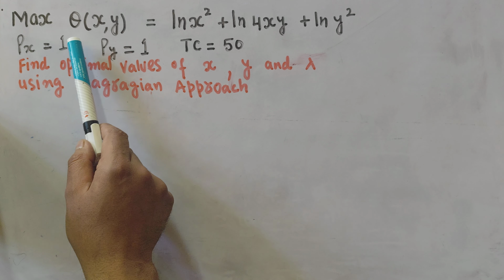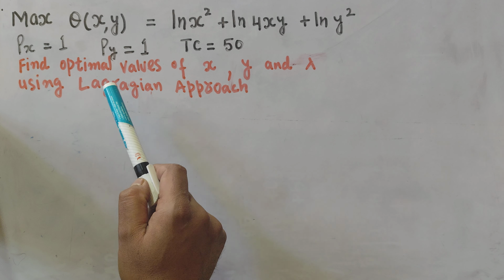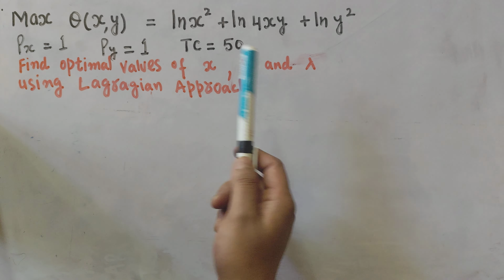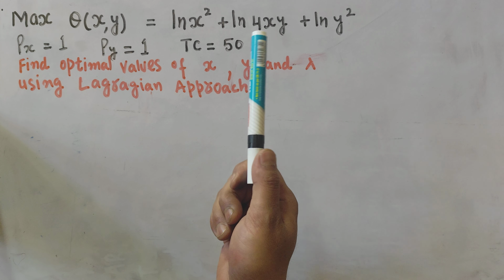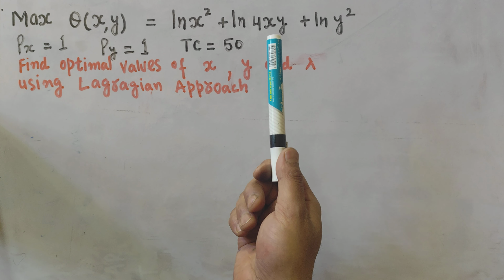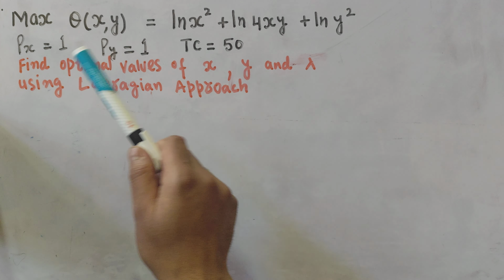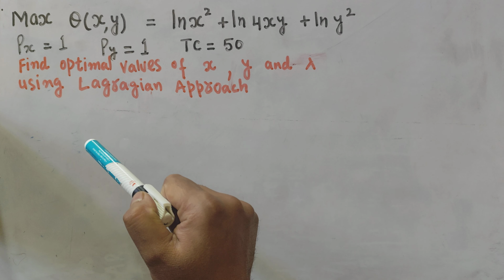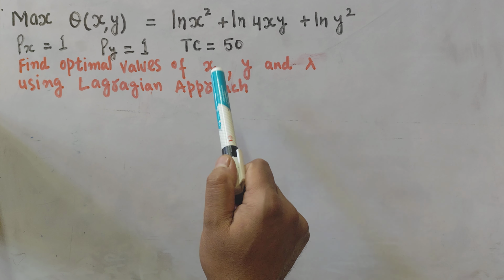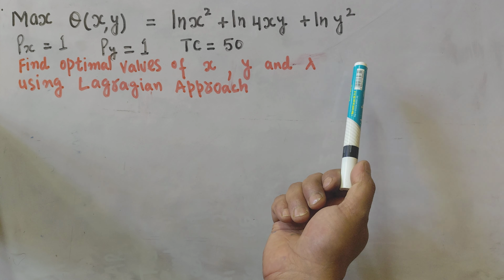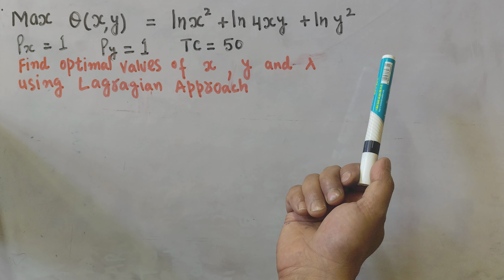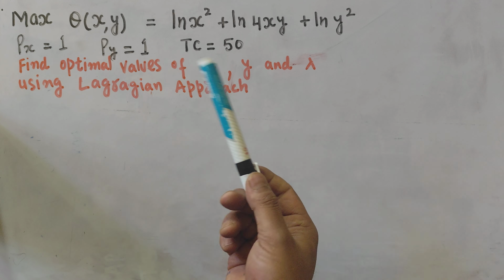Price of input x is $1, price of input y is $1, and the total cost incurred on the inputs is $50. We have to find the optimal values of x, y, and lambda, and interpret the meaning of the value of the lambda that we will get using the Lagrangian approach.